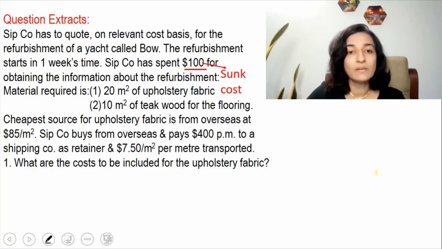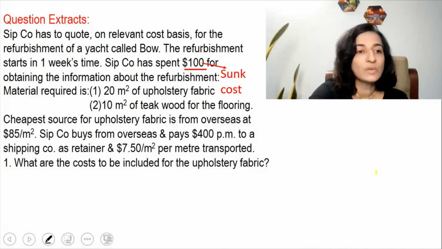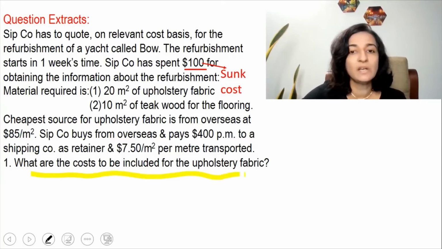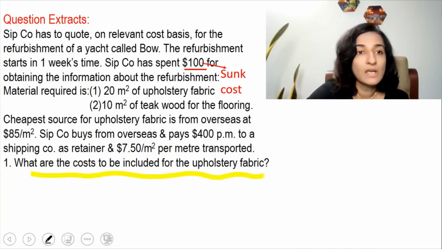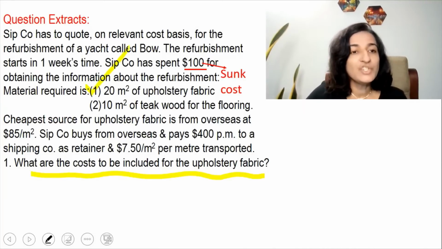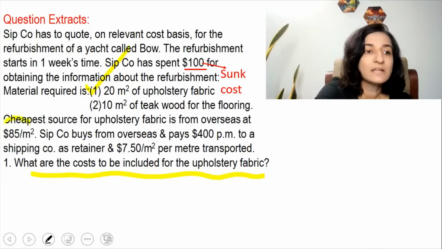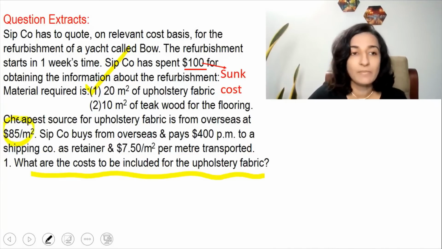Material required is 20 square meter of upholstery fabric, and 10 square meter of teak wood for the flooring. Now, the first part deals with what are the costs to be included for the upholstery fabric. So we will focus our attention on point number 1. Cheapest source for upholstery fabric is from overseas at $85 per square meter. So that is the cost of the upholstery fabric.